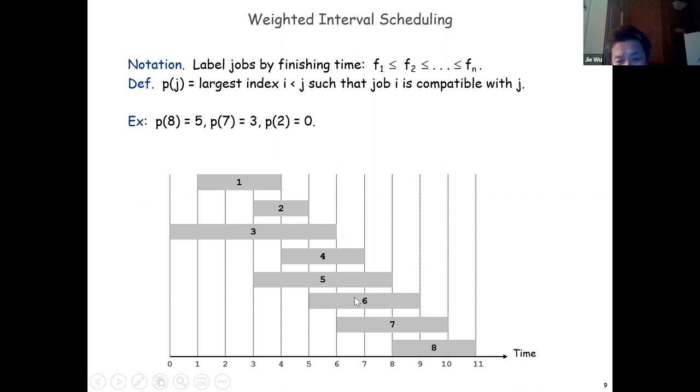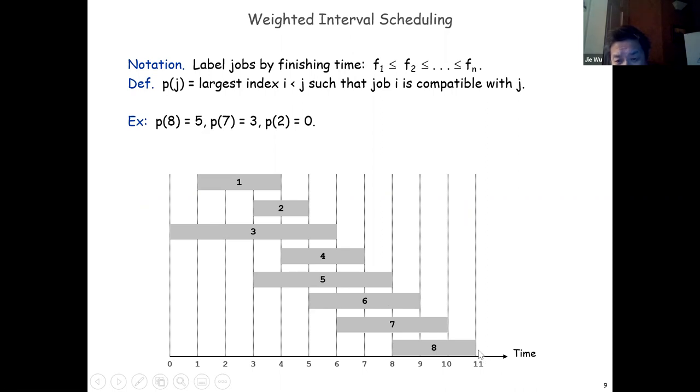So how do you know, when you select a particular element, which are the compatible ones and which are incompatible? All you need to do is find the largest index that is compatible with a particular task. So in this case, this p, very important. p(j) means the largest index i less than j such that job i is compatible with j. So suppose you're at 8. Which one is the largest index still compatible with 8? That's 5, right? 5.